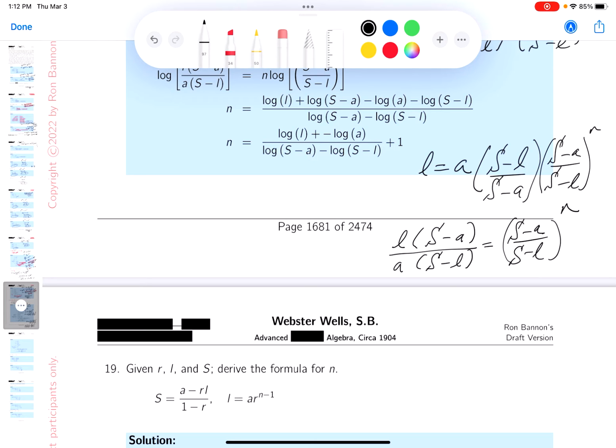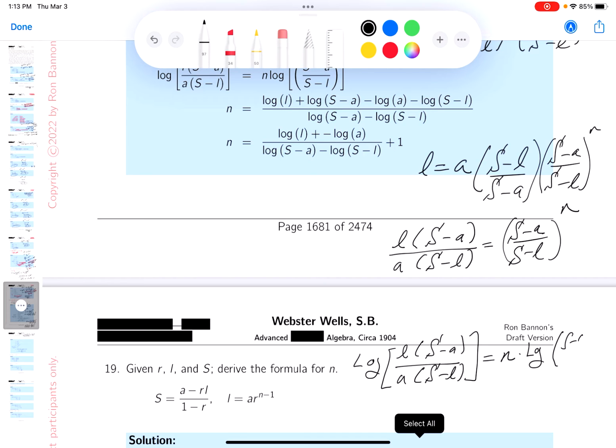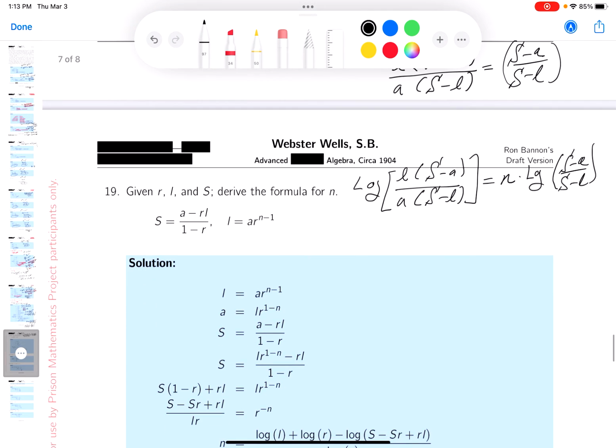Now this is where I can actually do the log of both sides and get the N. So let me write this down for you. And we'll clean it up later, but right now it's going to be log of the quotient on the left side. Let's write that down. And that's going to be L times S minus A over A times S minus L equals N times the log of S minus A over S minus L. Right, and you could divide both sides by that, all right?